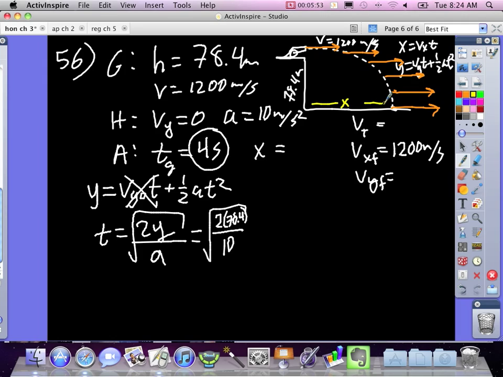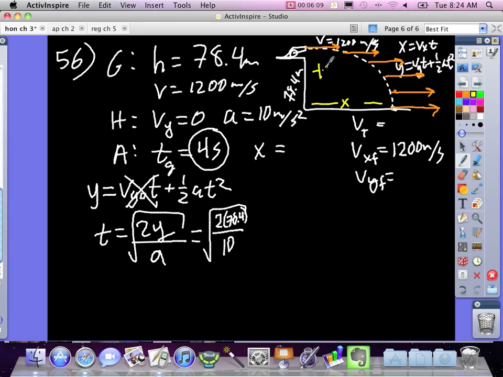Because you take one dimension where you know something, you find time, then you plug it in the other dimension to get what you're looking for. We already knew the height, so we start with the y, we found time, and now we can go get the x. All right, the bridge, remember the bridge, super important.